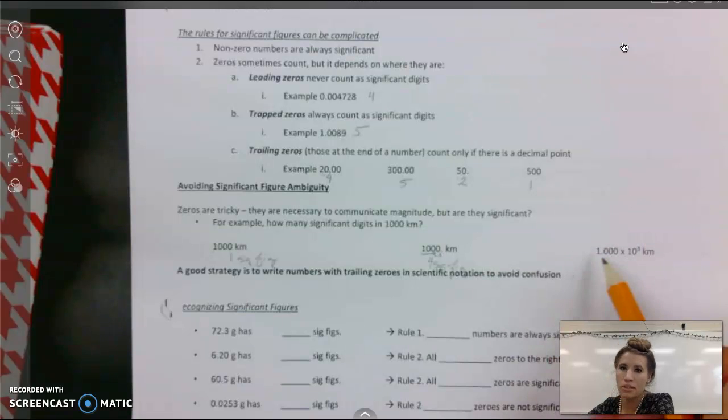Now, numbers in scientific notation. Here's how it works for looking at sig figs. The times 10 to the power is never significant. And then we apply the same rules to the coefficient. So here, because there is a decimal place, the trailing zeros are significant. So we have 1, 2, 3, 4 sig figs.